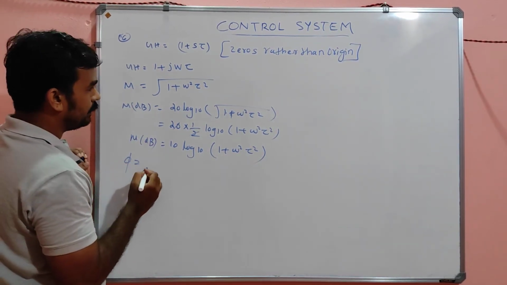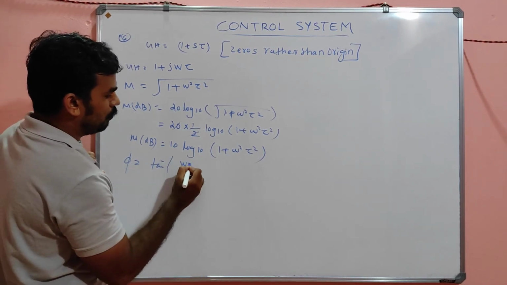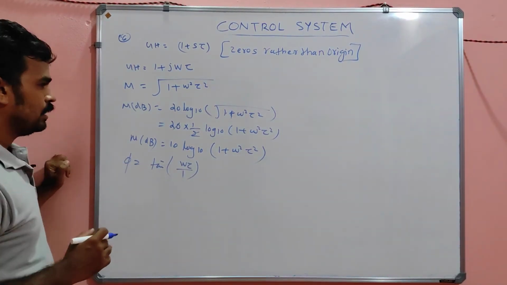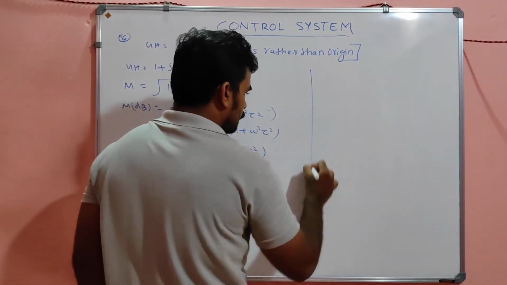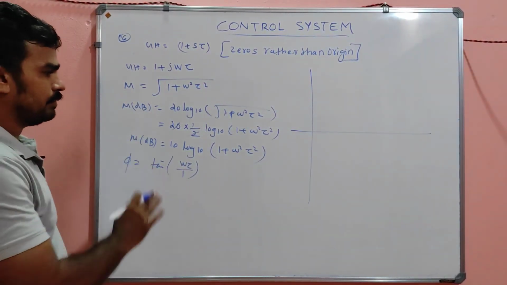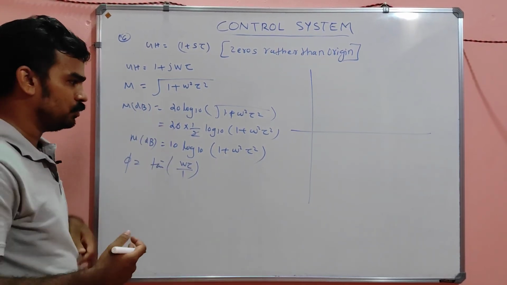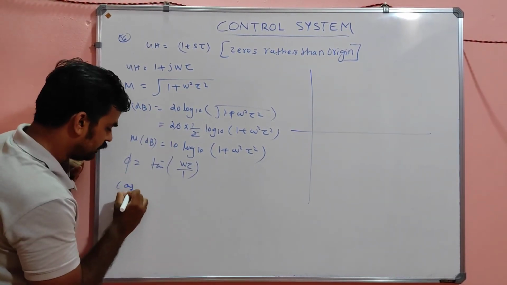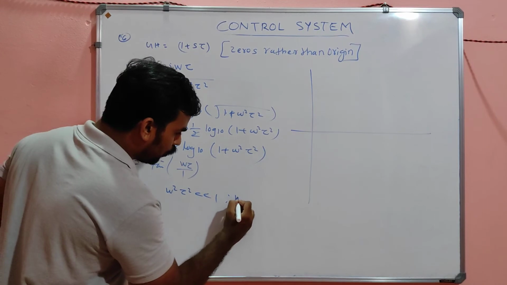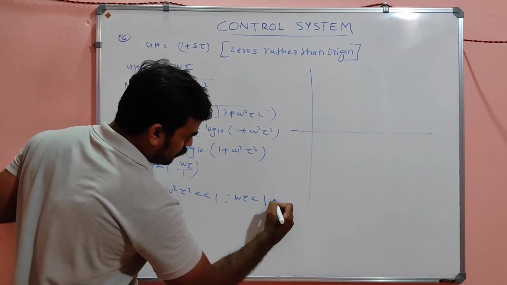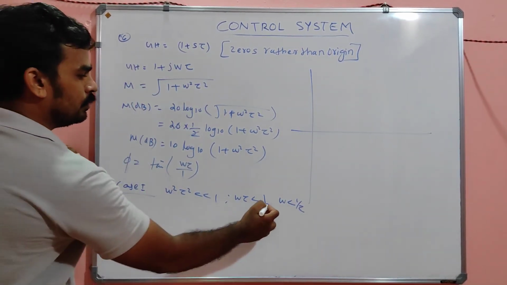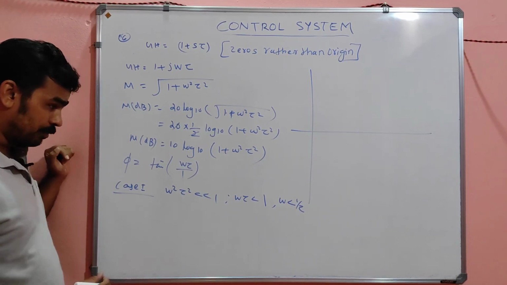So what will be phase angle phi? Tan inverse omega tau, now this tan inverse omega tau. So again, if you are plotting a graph like this, my dear, same case you can consider case 1 and case 2. Case 1: omega square tau square very much less than 1, or omega tau less than 1, or omega less than 1 by tau.